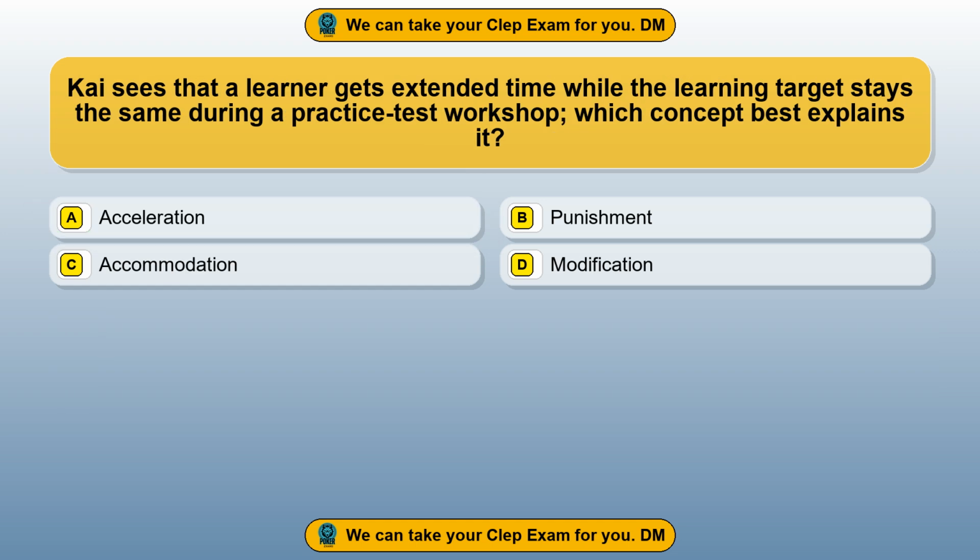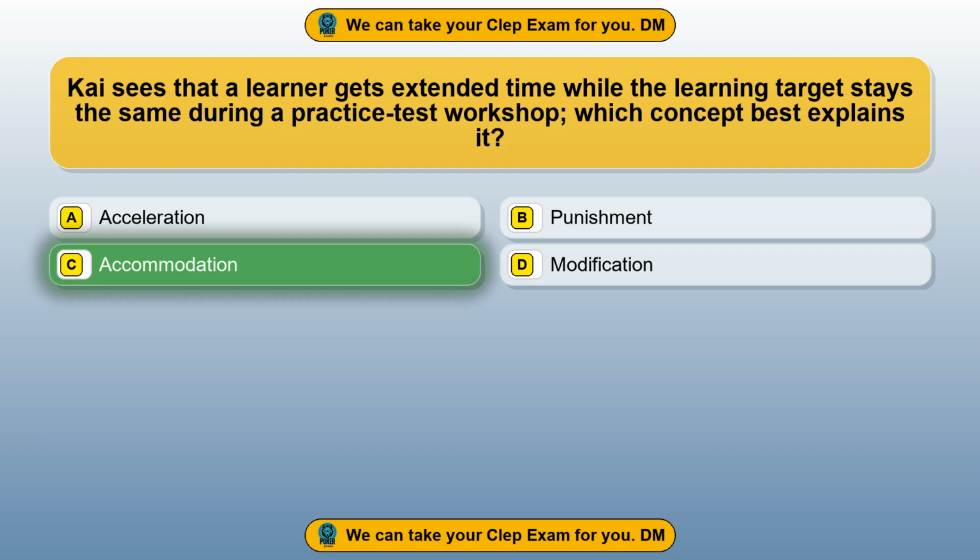Question 64. CLEP sees that a learner gets extended time while the learning target stays the same during a practice test workshop. Which concept best explains it? Option A, acceleration. Option B, punishment. Option C, accommodation. Option D, modification. The correct answer is option C, accommodation.